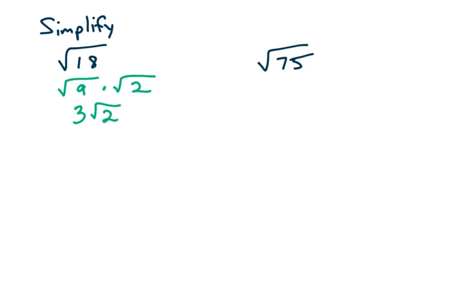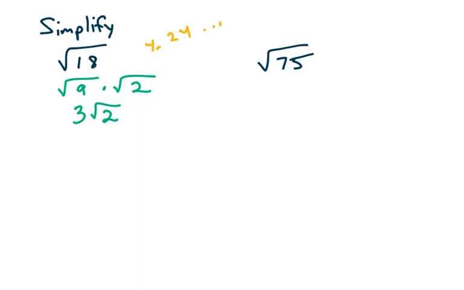And then you can check on your calculator by typing the square root of 18, which is 4.24... And then 3 times the square root of 2 should come out to the same thing, and it does. So that's a way to check when you're done, which is kind of nice.